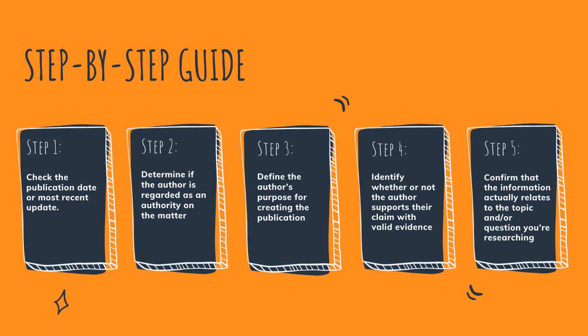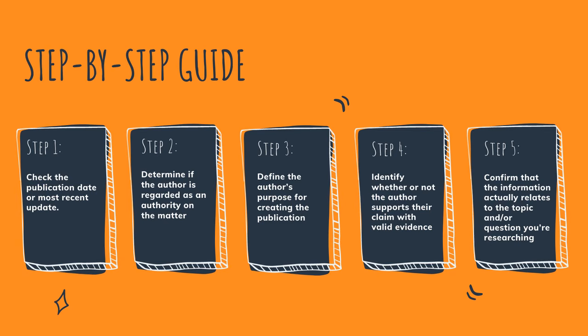Step 4, we're going to identify whether or not the author supports their claim or claims with valid evidence. So this is when we're going to look for references, and then we're going to check the references that an author presents, either in their podcast or an article or a book or a video. We don't want to just trust that, oh, they said this is based on research. We want to actually go and look at, what does the research say, to make sure that the research hasn't been manipulated in a way to present a false claim.